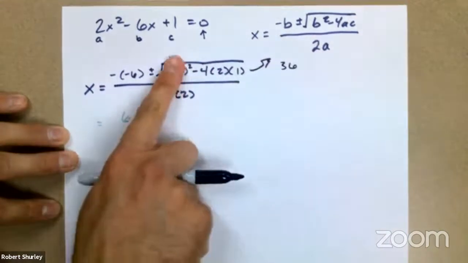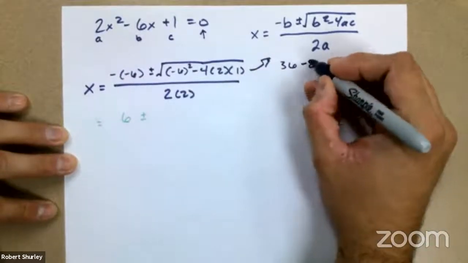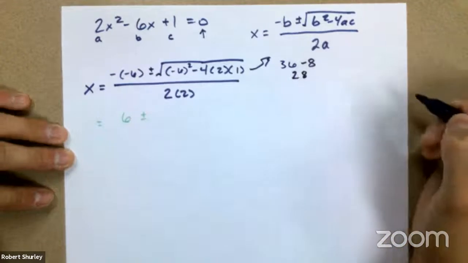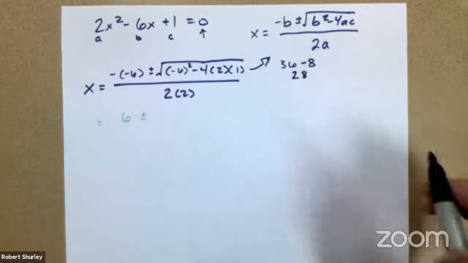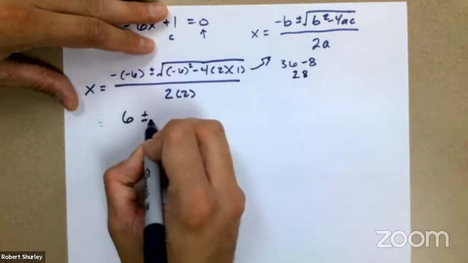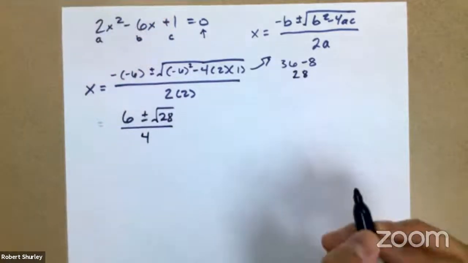So I think of these as 3 numbers being multiplied together. Negative 4 times 2 times 1, that's minus 8. So you wind up with 28, right? Is that right? Yeah, that's right. So you wind up with 6 plus or minus the square root of 28 all over 4, right?